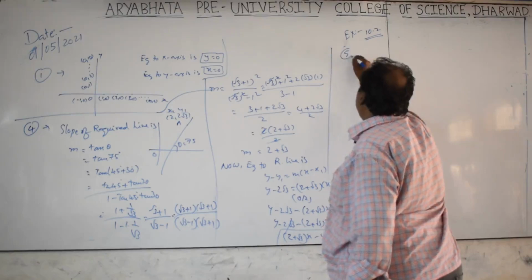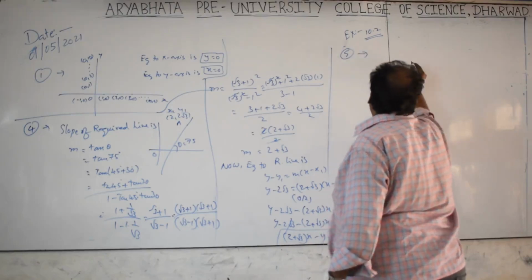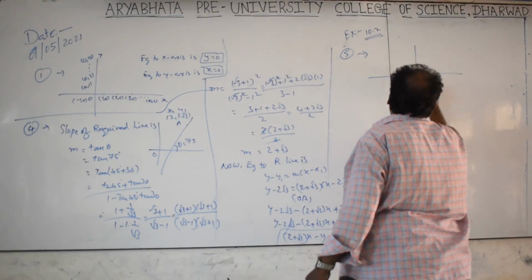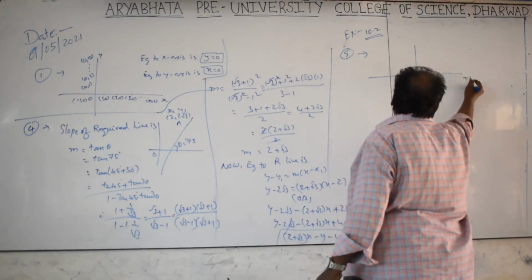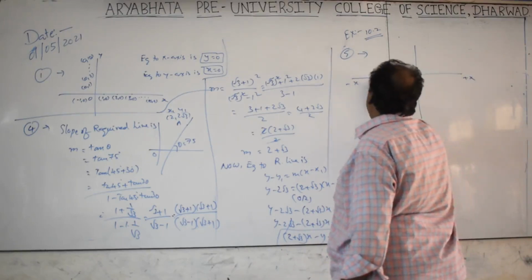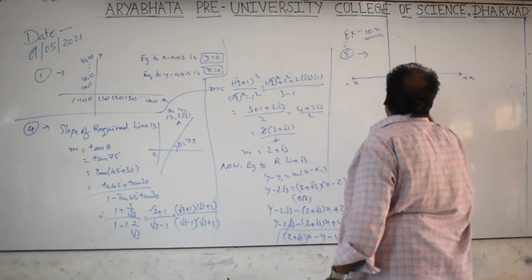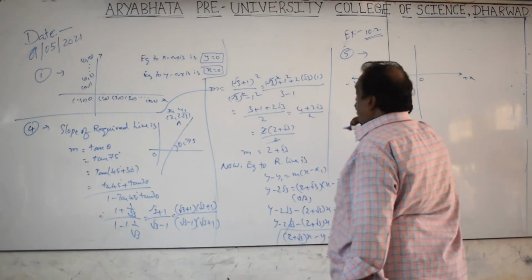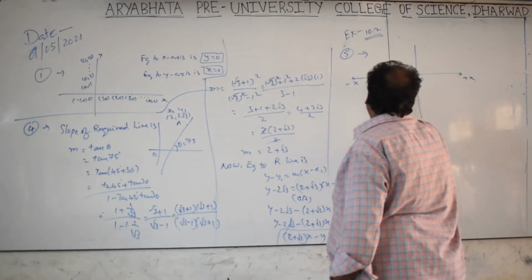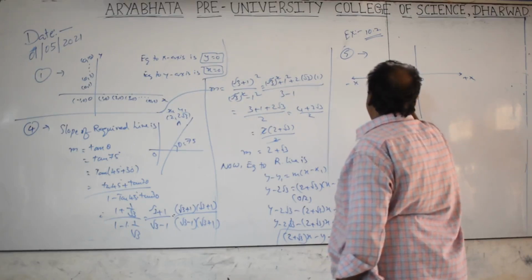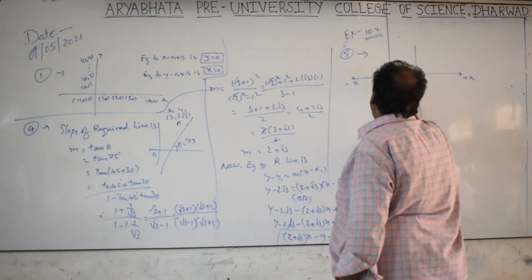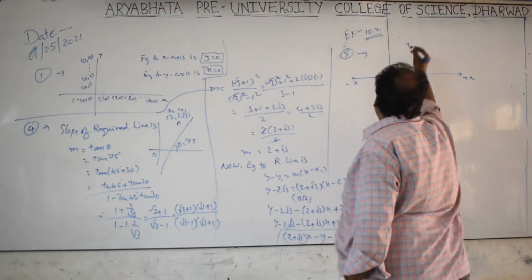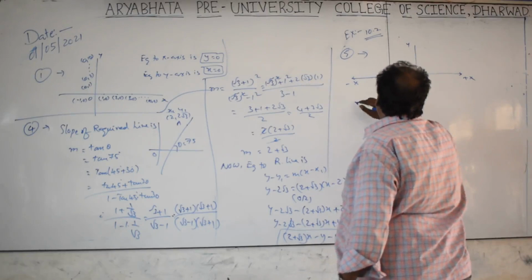Fifth one I am solving. You see, it is the horizon, a plus x-axis, a minus x-axis. Three units left side to the horizon. So A is minus 3 comma 0. It is a point. It is 3 units distance left to the horizon. A line is like this.